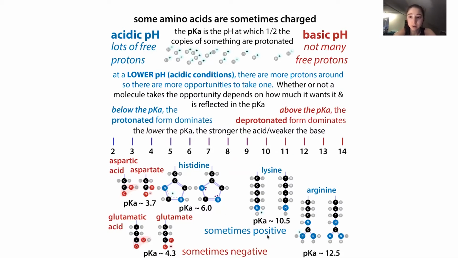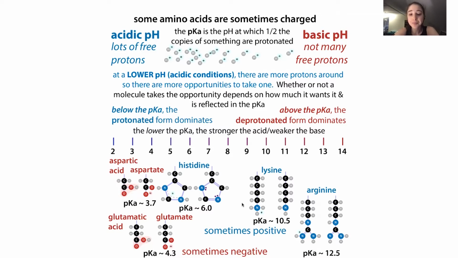We need to look at a value called the pKa. The pKa is the pH at which half of an acid will be in its protonated form and half will be in its deprotonated form. If we go above the pKa, to a higher pH, we're going to have fewer protons available because of that inverse relationship between proton concentration and pH. If you have fewer protons available, then there's fewer for these to take, and so it's less likely to be protonated. If you go below the pKa, then you have more protons available, so it's more likely to be protonated.